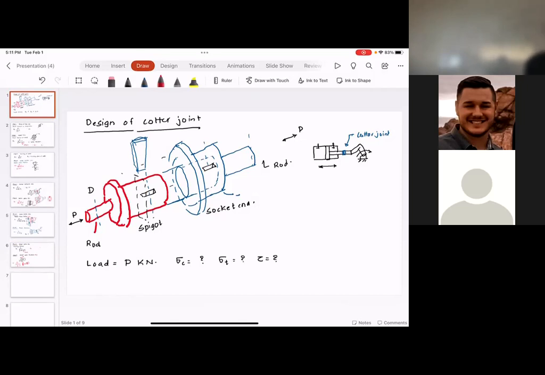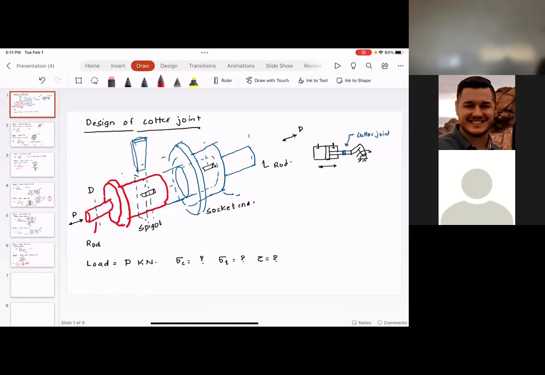And then once you have pulling and pushing type of loads, those loads would be transmitted from one side to the other side. Again, cotter joint is used for force transmission, not torque. So it's only transmitting the reciprocating motion. We are going to use the basic principles of stress and strain to find out the most important dimensions.